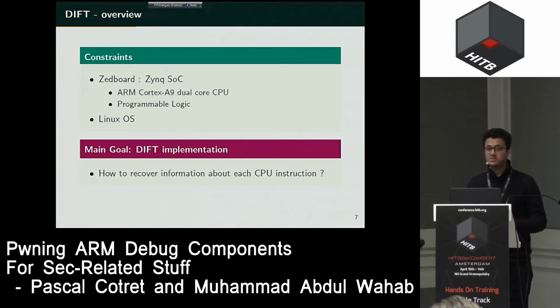So what we want to do is to protect the user level code that runs on Linux, on the Zynq system on chip. And the first problem is we need to recover all information flows that happen during a program execution. So basically, we need to find out a way to recover information about each CPU instruction that is being executed on the CPU.